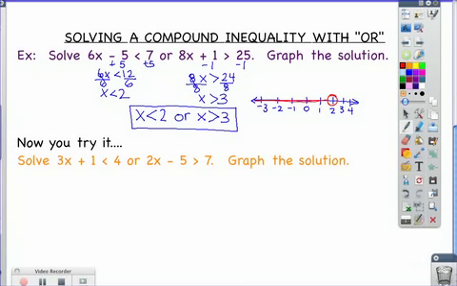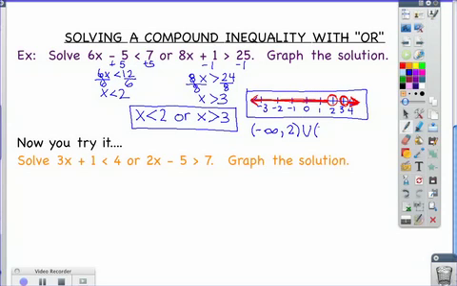Subtract 1 from both sides, we get 3x is less than 3. Divide by 3 to get x is less than 1. Add 5 to both sides, we get 2x is greater than 12. Divide by 2, we get x is greater than 6. Our answer is x is less than 1 or x is greater than 6.